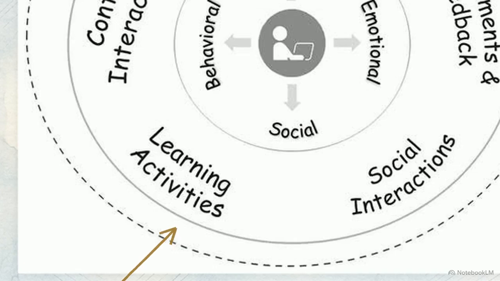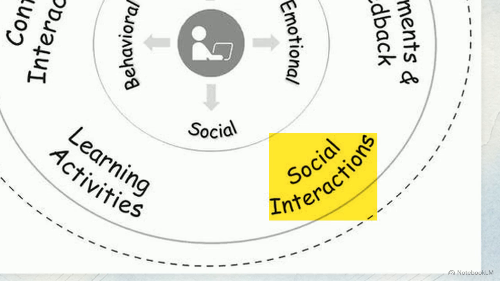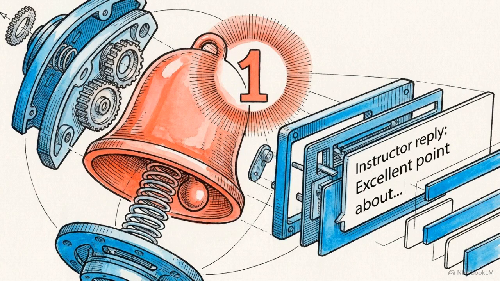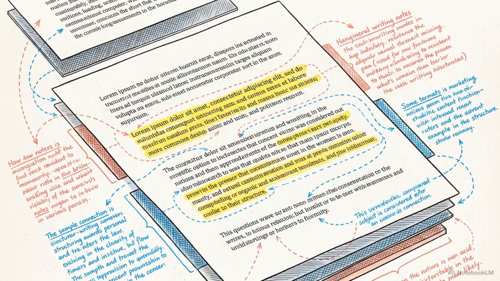Learning activities must evolve past conventional reading assignments. They are reframed into generative tasks that challenge the student cognitively, emotionally, behaviorally, and socially all at once. Social interactions require explicit instructor immediacy. A teacher consistently responding and guiding discussions mitigates the isolation of the online environment and sustains student motivation. Assessments and feedback must function formatively. Detailed, continuous feedback manages the emotional dimensions of a student's self-efficacy and confidence, rather than just grading them at the end.